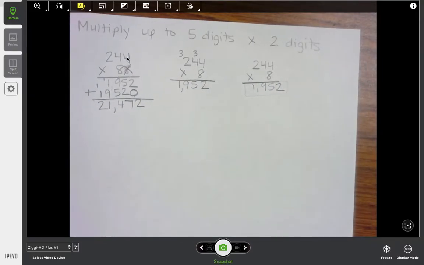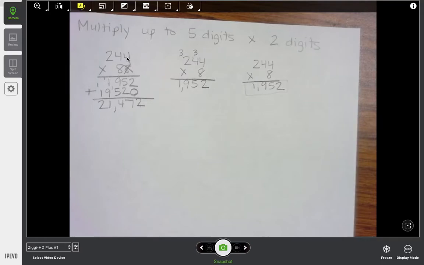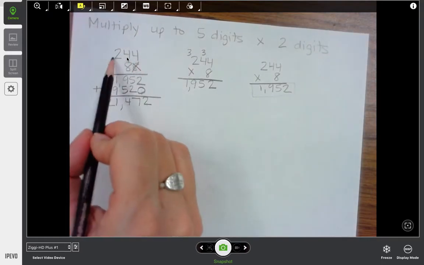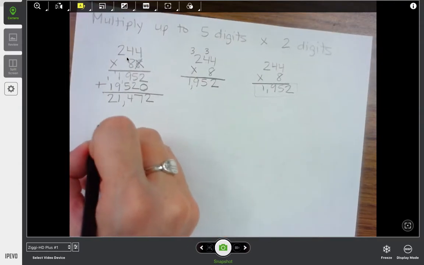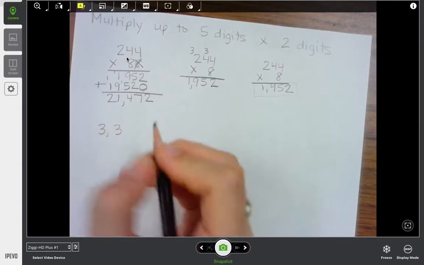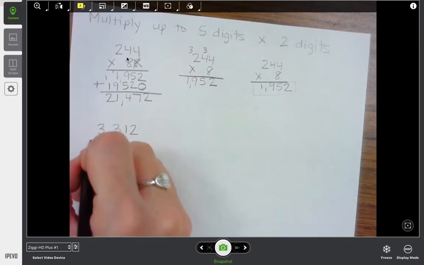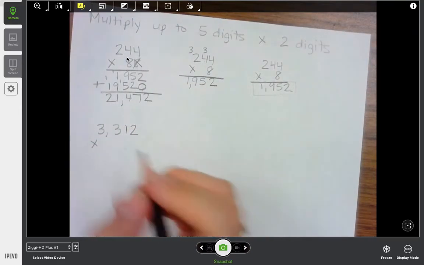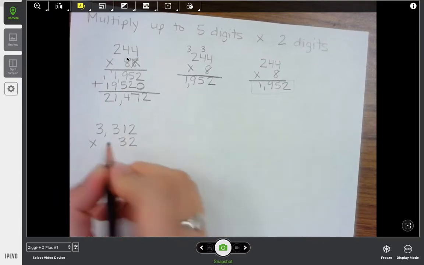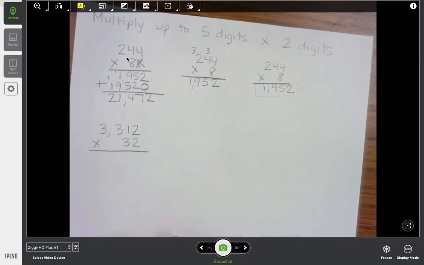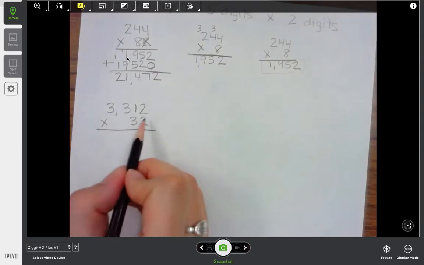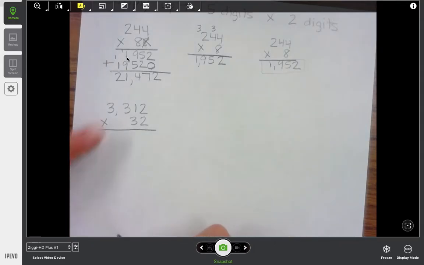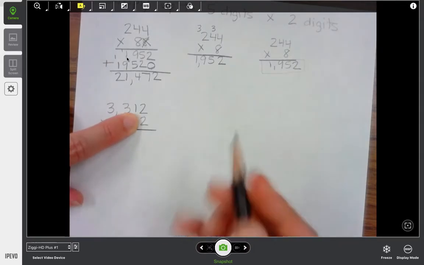Let's try another one. This time, though, let's increase from a 3-digit number to a 4-digit number. So let's take 3,312 and let's multiply it by the 2-digit number 32. Okay, we'll talk about the standard algorithm in just a minute, but I want you to understand that we can break this number apart.